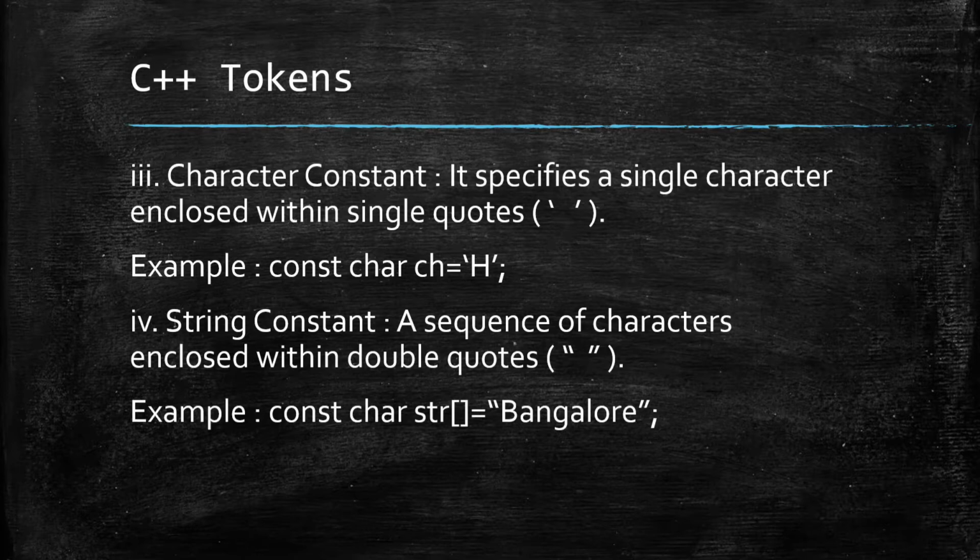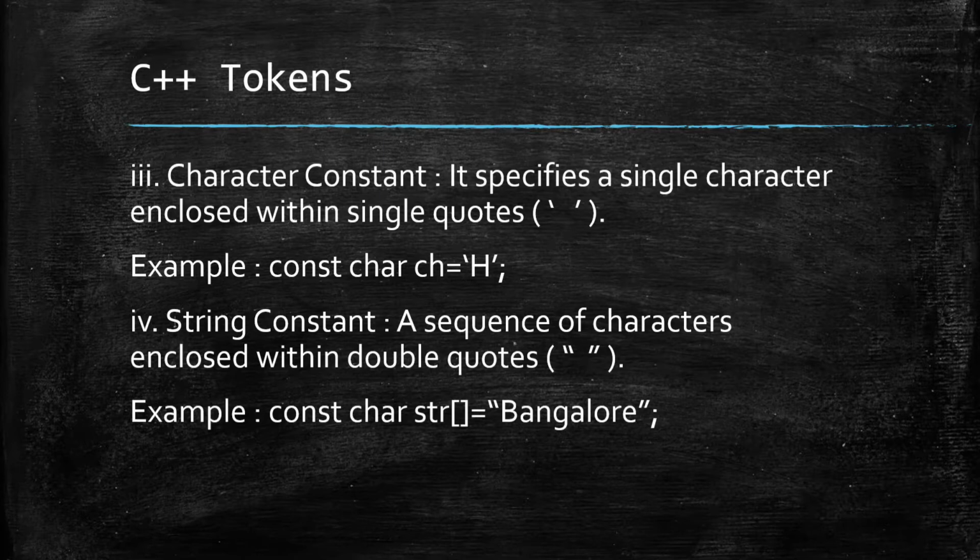So const char ch is a variable I am taking, equal to 'H'. Capital H is a single character, and I am storing that H in my ch variable. And the single character is always enclosed in single quotes.